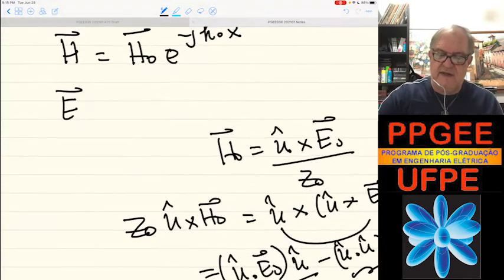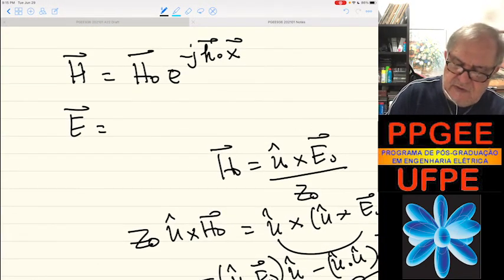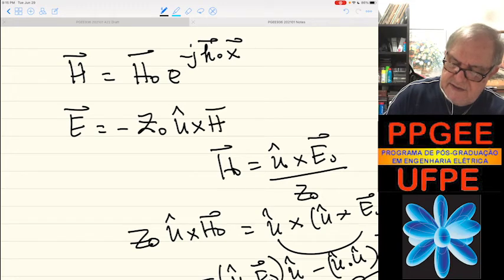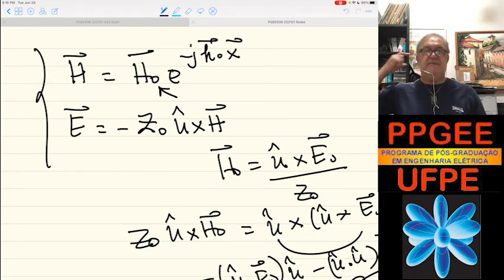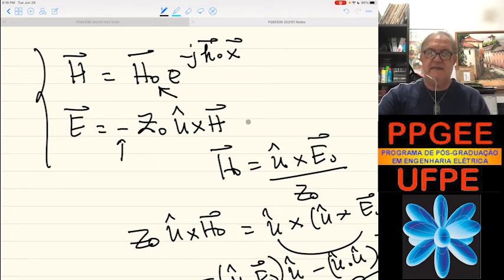So that's the canonical form. E equals minus Z0 u cross H. That's the canonical form expressed in terms of the amplitude H0, right? The only change is that we have a minus sign. So it's the voltage equals impedance times current. It's the same thing. That's how we look at those forms.